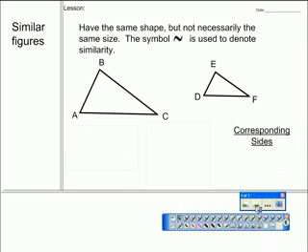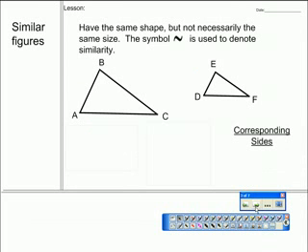And this leads us to similar figures. Those two triangles that I just had up there, while they're not congruent, they are similar because the angles are all congruent and the lengths of their sides are all in the same ratio. They all have the same ratio. And similar figures have the same shape but not necessarily the same size. That's why they're not congruent.